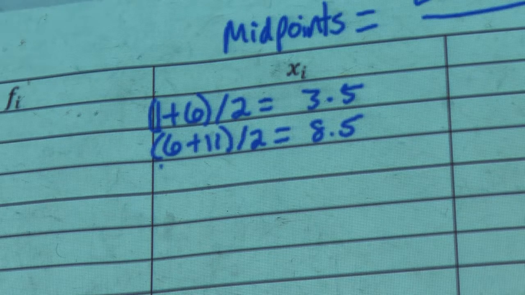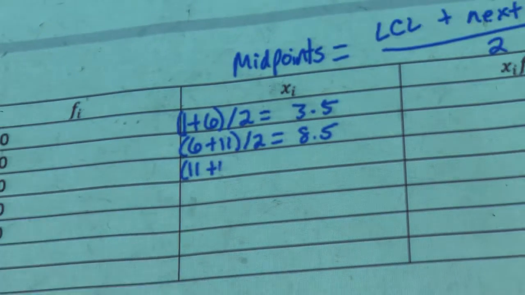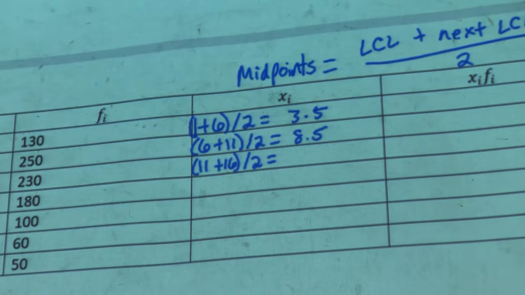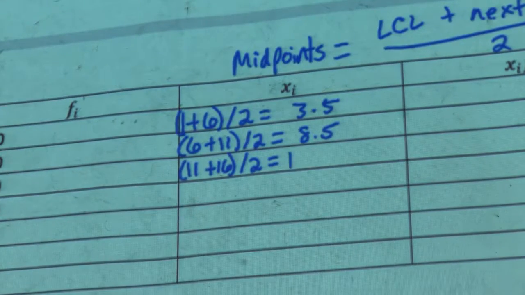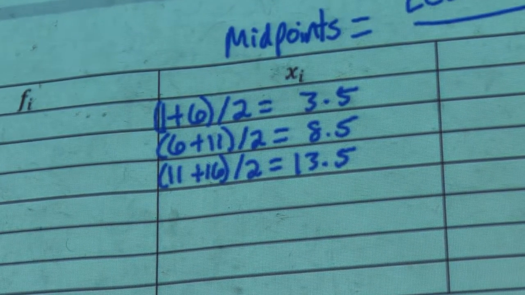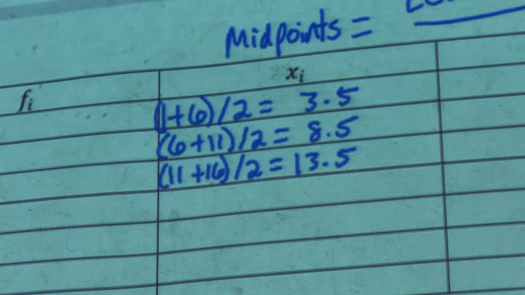And then if I do it for the third class, I do 11 plus 16 over 2. That's 27 over 2, which is 13.5. Does anybody see a pattern yet? Yeah, we're just adding by 5 each time.